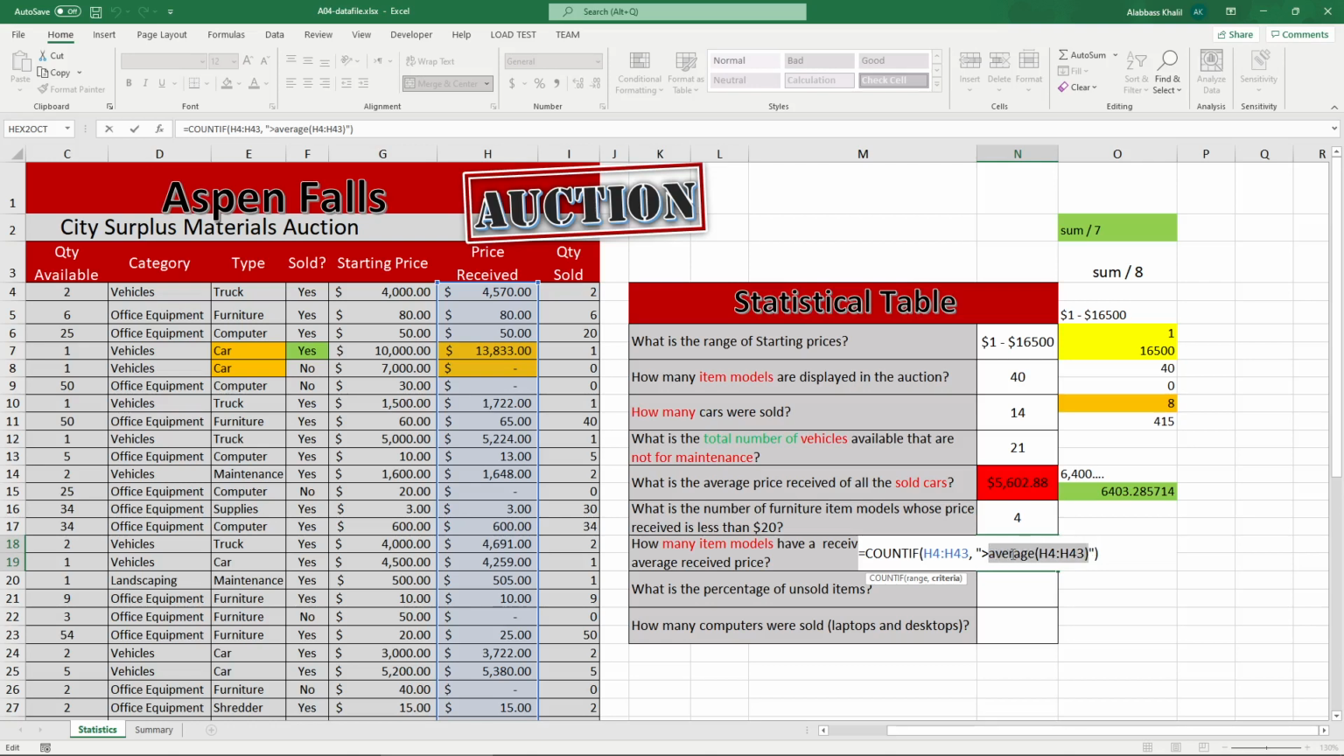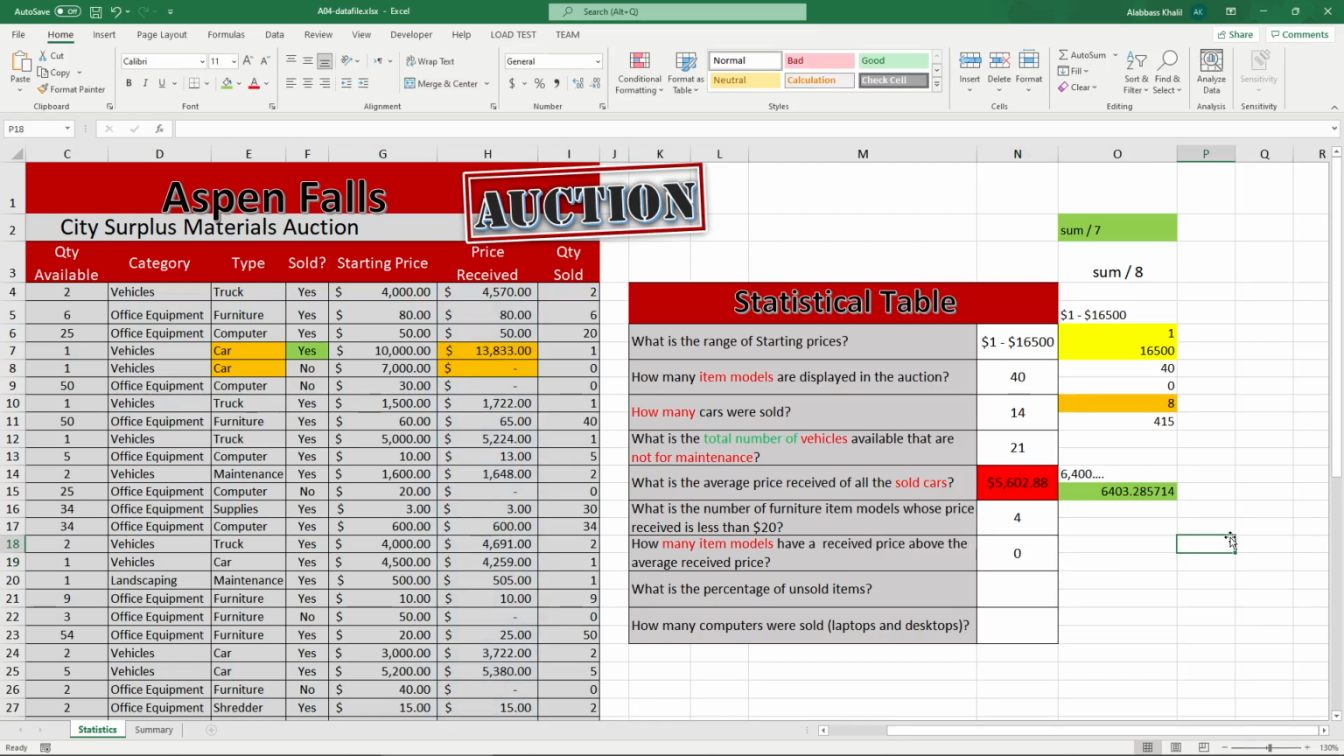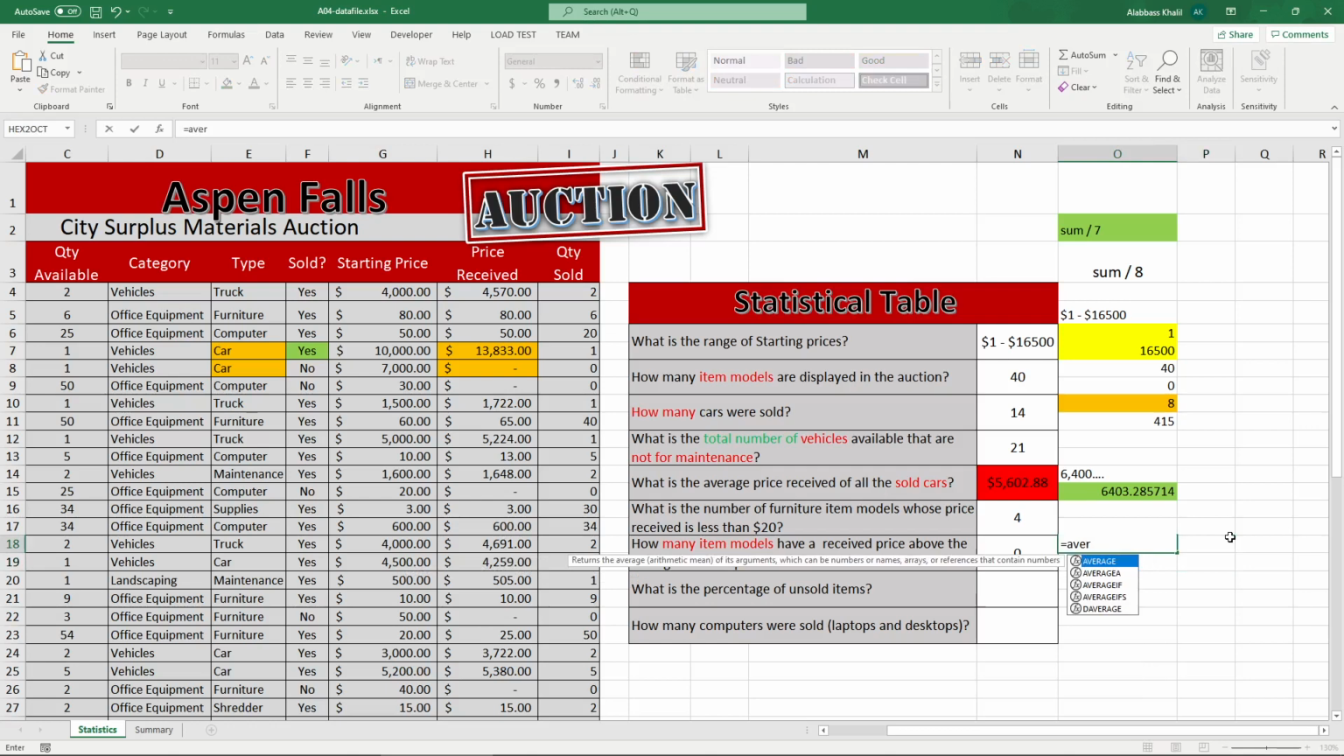Okay, so how could we actually solve this? Well, I could calculate the average on this side, right? I could calculate the average on the side.